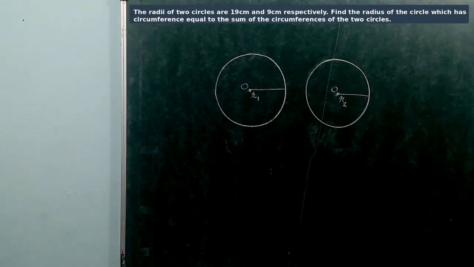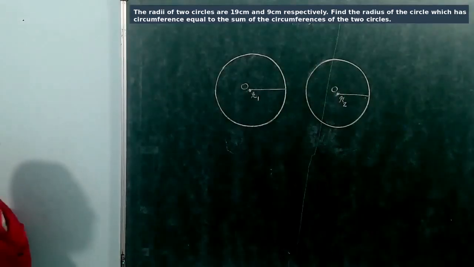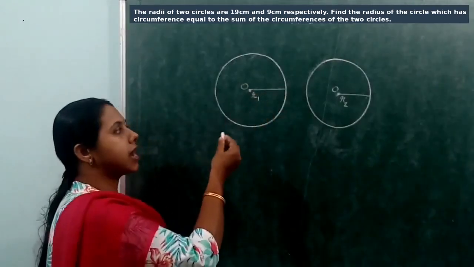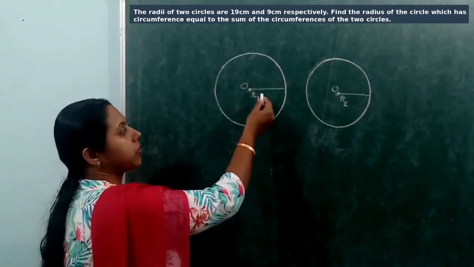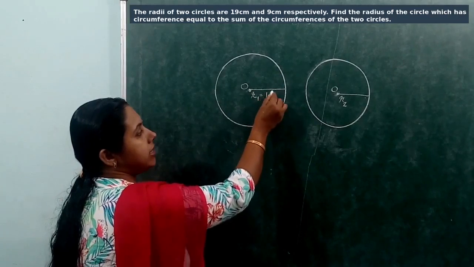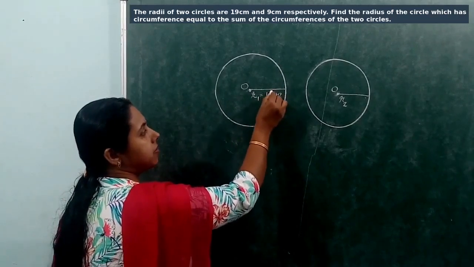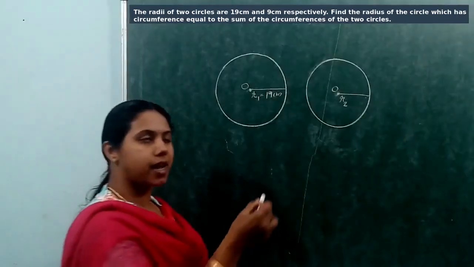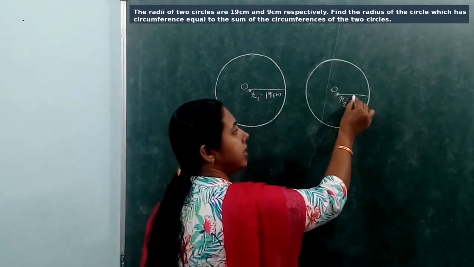We want to find the radius of the circle which has circumference equal to the sum of the circumferences of the two circles. So, the first circle, the radius we can mark as R1, that is equal to 19 centimeter. Second circle, the radius R2 is equal to 9 centimeter.